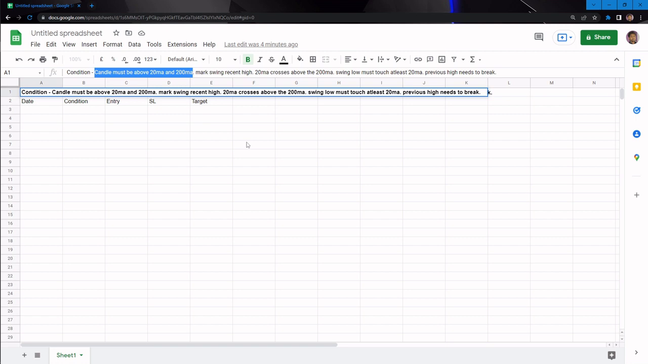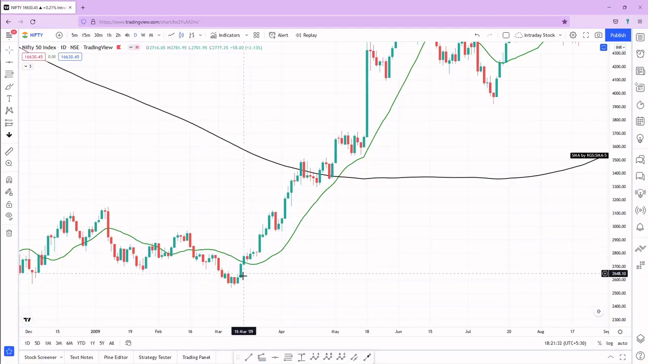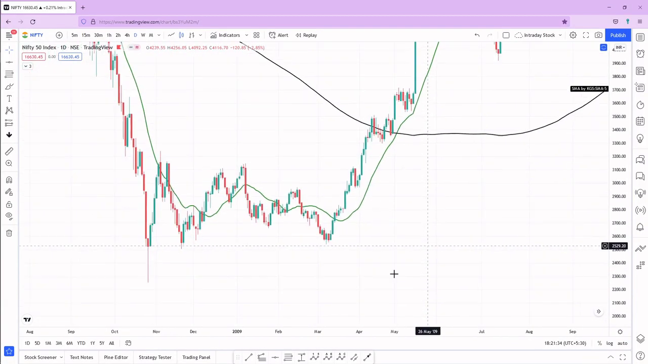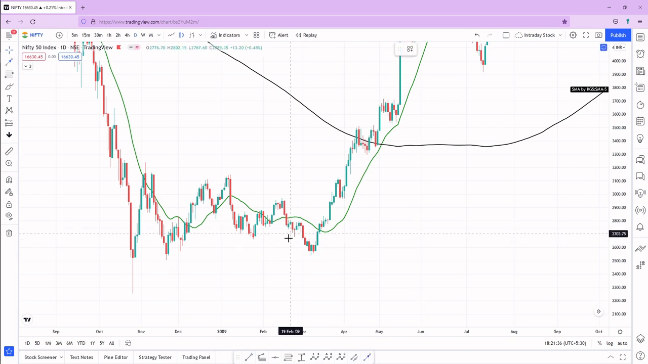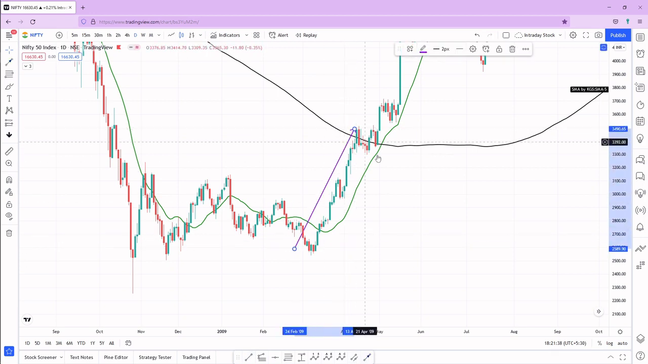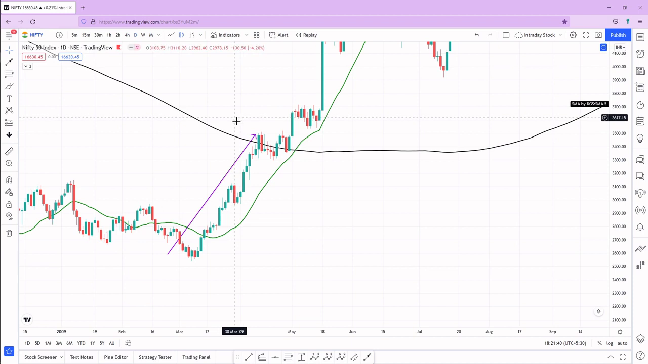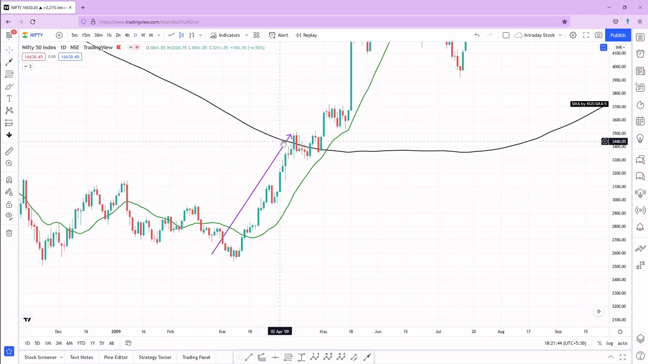Okay, forget about whether 20 is above 200 or 200 is above 20. Forget about that. The candle must close above the 20 SMA and 200 SMA. Okay, so from here, if you see over here, the price started moving and gave a close above the 20 SMA and the 200 SMA.